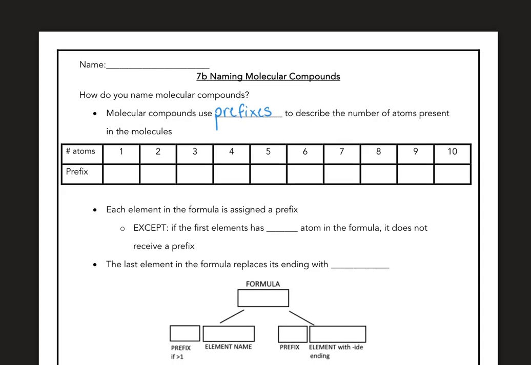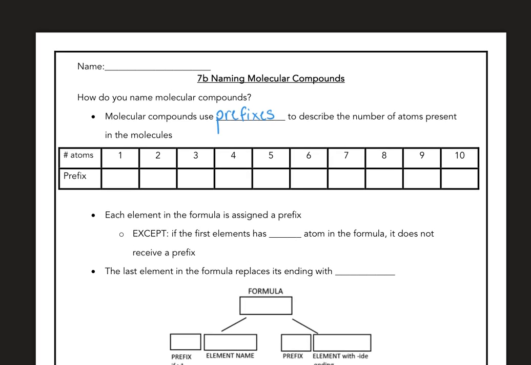So here's the list of the prefixes that we are going to have. One is mono, two is di, three is tri, four is tetra, five is penta. A lot of times people like to mix up penta with the prefix for seven. One way to remember penta, think of the pentagon. It's called the pentagon because there's 5 sides.